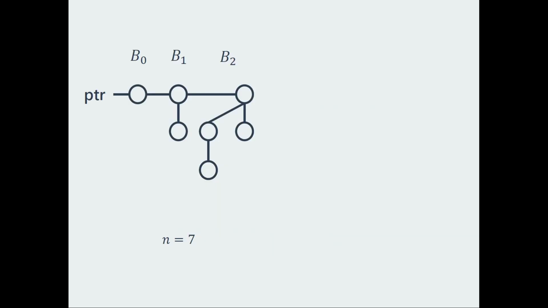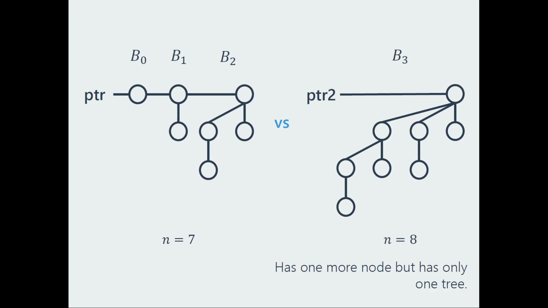Let's take for example this heap. This is the only possible configuration for n equals 7 nodes. And as you can see, it has all the possible trees. Compare that to n equals 8, which has only one tree. The left heap shows the worst case scenario for a binomial heap.